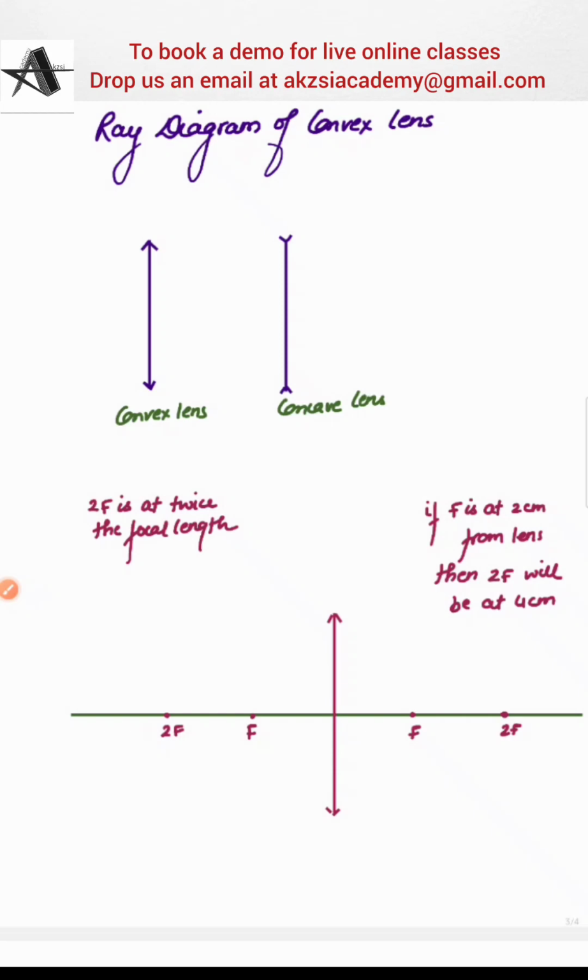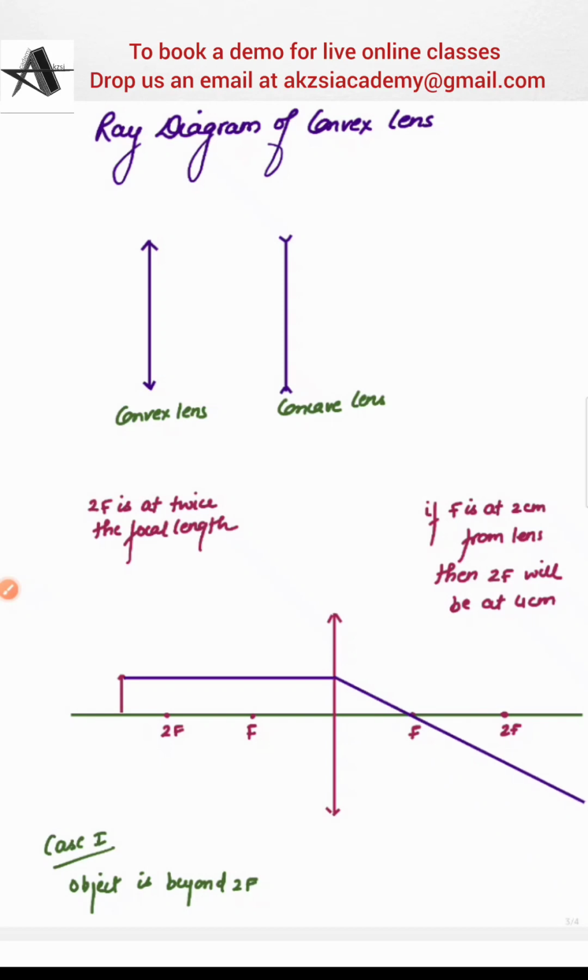Next thing is, it depends where the object is. We are taking case 1. The object is beyond 2F. You have to draw a first line parallel to the principal axis, and once it reaches your lens, it will pass through the principal focus. That means bend it so that it passes through the principal focus. That's your first line.